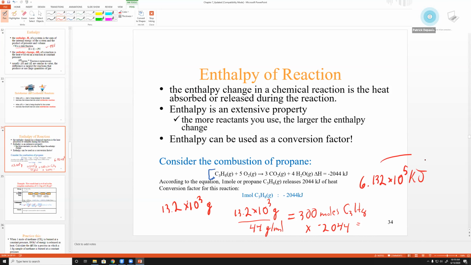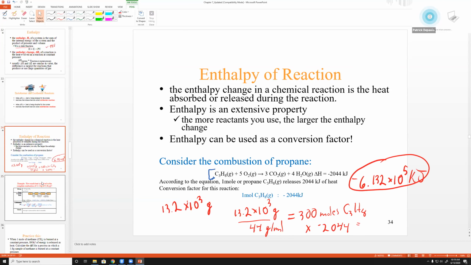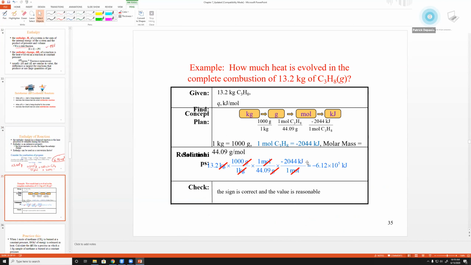So let's see what they got. Yeah, well, negative. Whoopsie. So they got negative 6.12, whatever, they rounded. They did sig fig rounding, whatever. You get the same thing. Oh, that's because they had 44.09. That's why. Okay, so are there any questions on that?